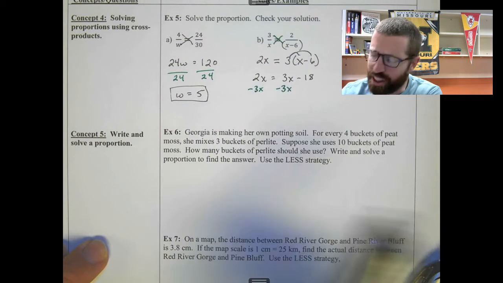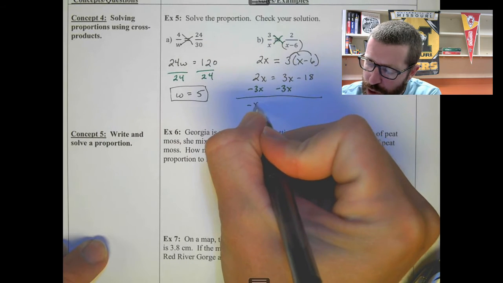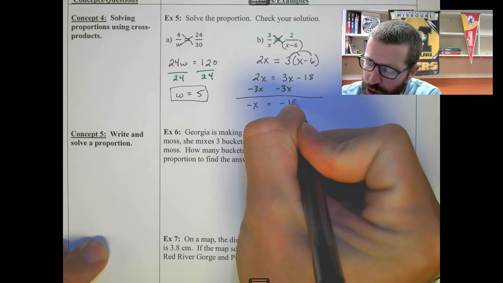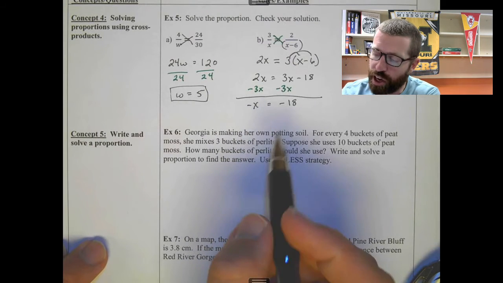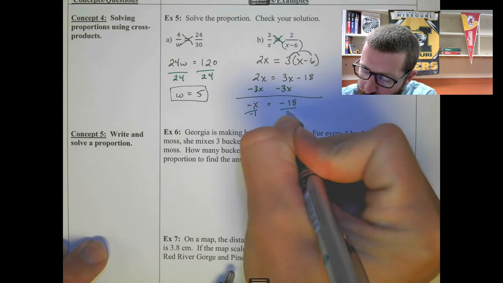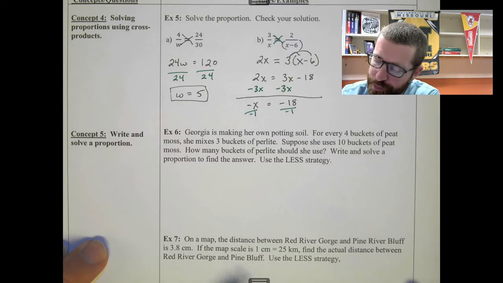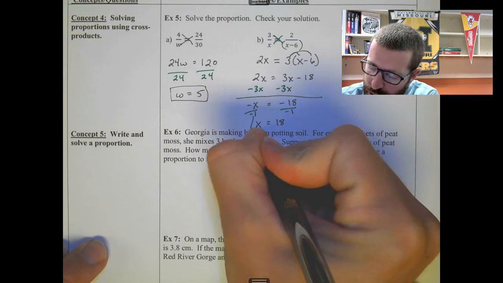And so I'll have a negative x, which sometimes we try to avoid. But in this case, we'll just keep it here. And then when you divide by -1, it's going to change the sign. So we want to get x by itself divided by -1, or multiply by -1 if you want to think about it that way. And x is equal to 18.